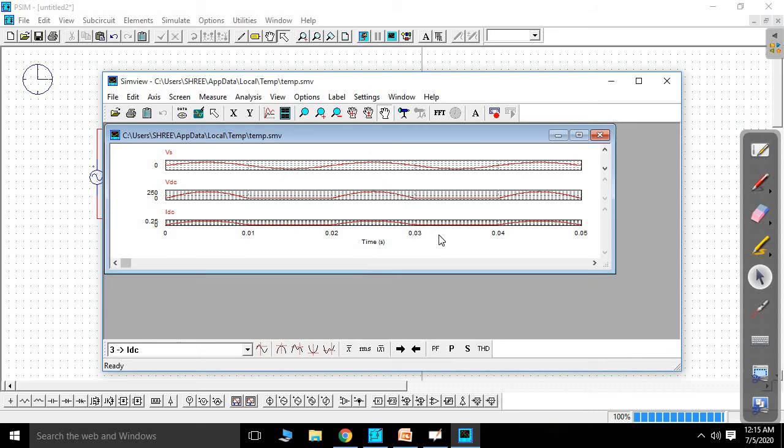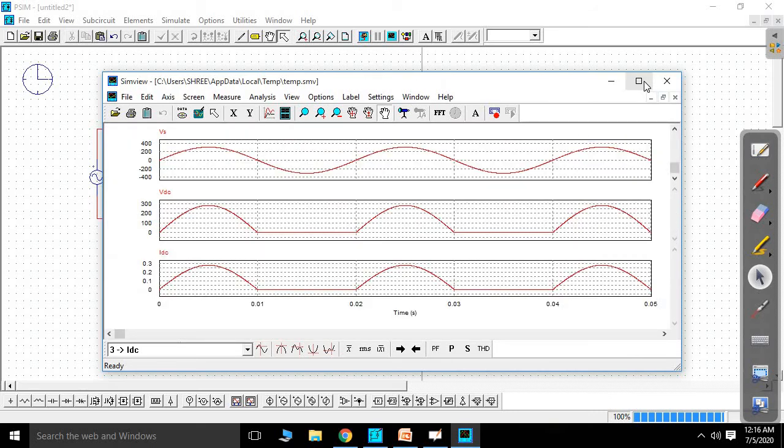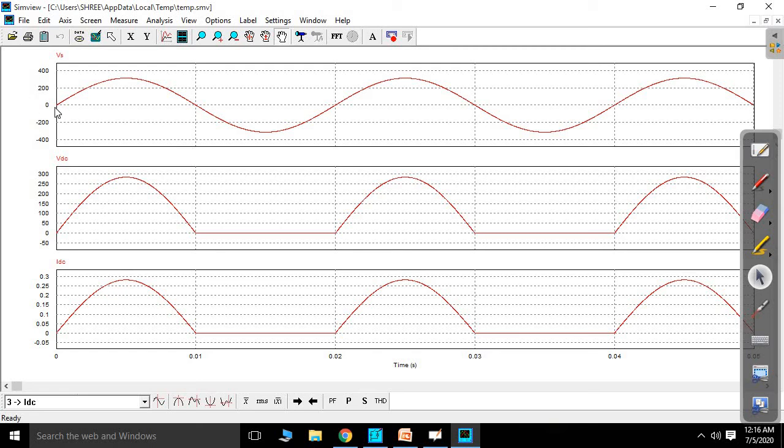Okay. So here I will get the three parameters as we see on the oscilloscope. Maximize it. So this is your supply voltage. This is the voltage across the load, and this is the current flowing through the load. As you see here, the output voltage is available only for the half cycle, and current flows only for the half cycle because the diode is forward biased for half cycle, and for the next half cycle the diode is reverse biased, and that's why this circuit is called a half wave rectifier.